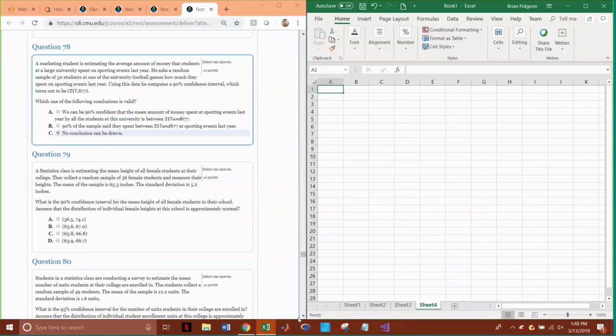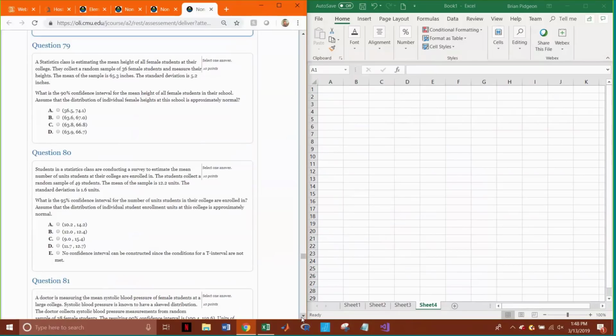Number 79. A statistics class is estimating the mean height of all female students at their college. So they select a sample of 36 females and measure their height. The sample mean is 65.3, and the sample standard deviation, SX, is 5.2. So what is a 90% confidence interval for the mean height of all female students at their school?